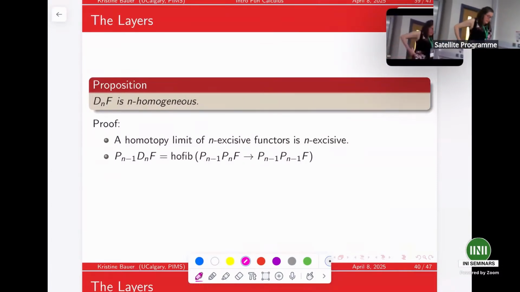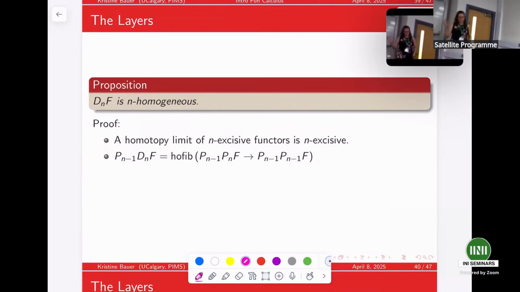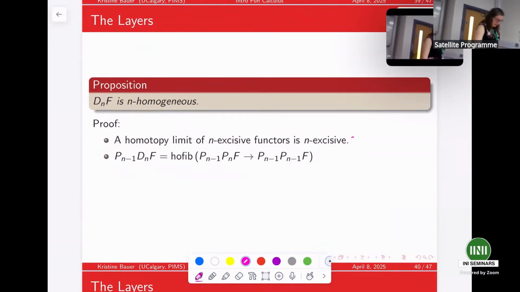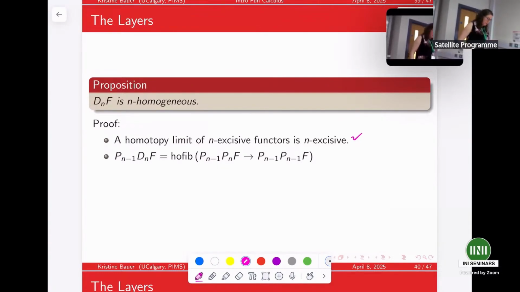All right, so DNF is n-homogeneous. I have to show you that it is reduced. Homotopy limits of n-excisive functors are n-excisive always. I'm taking a limit now, so I don't even have to worry about doing anything fancy. And that means that it satisfies the first criterion. The second criterion says that this thing should be contractible.